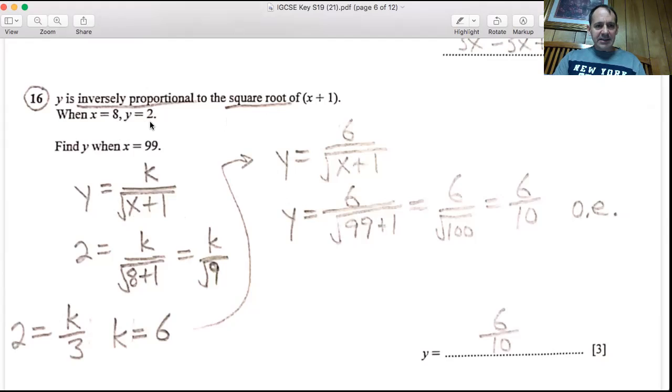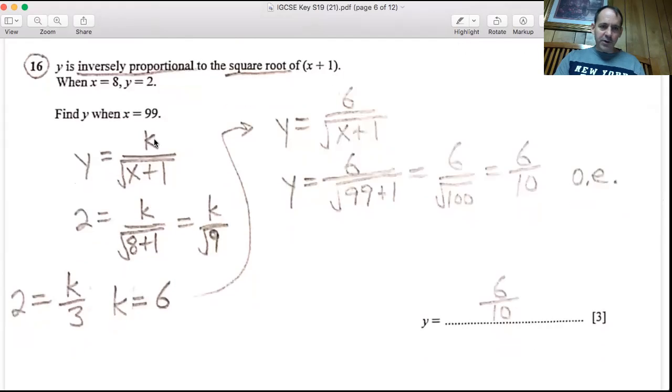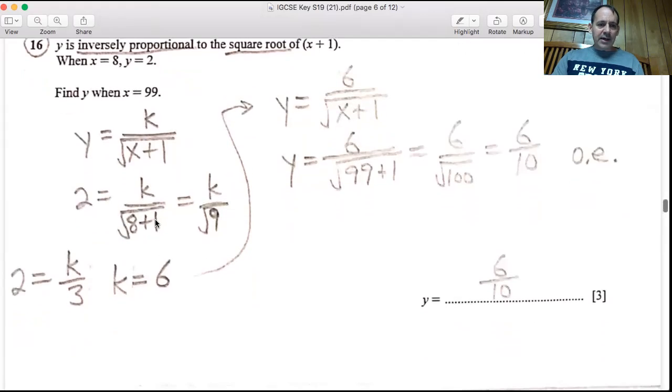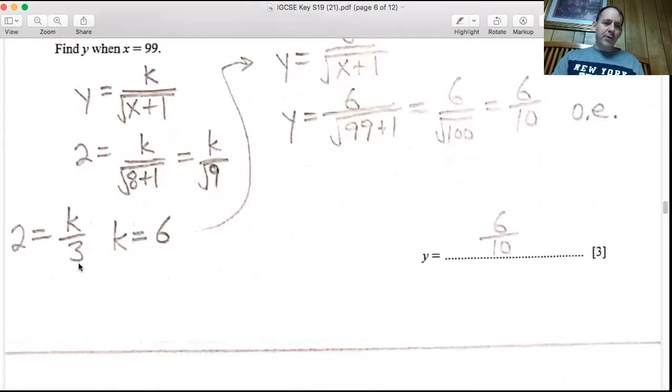So we're going to stick in the first set of numbers, 8 and 2. So plug in 8 and 2 for x and y. First thing we're going to solve for is the k. We need to know what that proportionality constant is for this particular problem. So 8 plus 1 is 9. Square root of 9 is 3. And multiply it to the other side, so our k is 6.